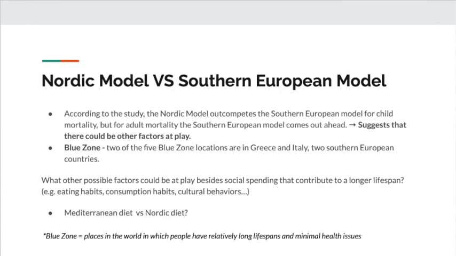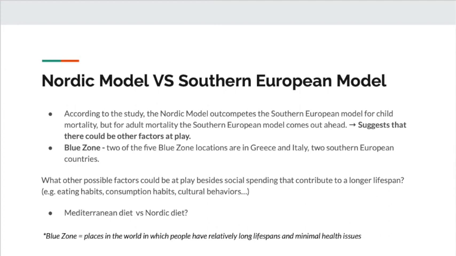Now, I also wanted to get into how the study compares the Nordic model versus the Southern European model. According to the study, the Nordic model outcompetes the Southern European model for child mortality, but when analyzing adult mortality, the Southern European model actually comes out ahead with less adult mortality. So this suggests that there could be other factors at play besides social spending and relative poverty that are affecting mortality rates. One idea that I thought of was the blue zones, which are places in the world in which people have relatively long lifespans.